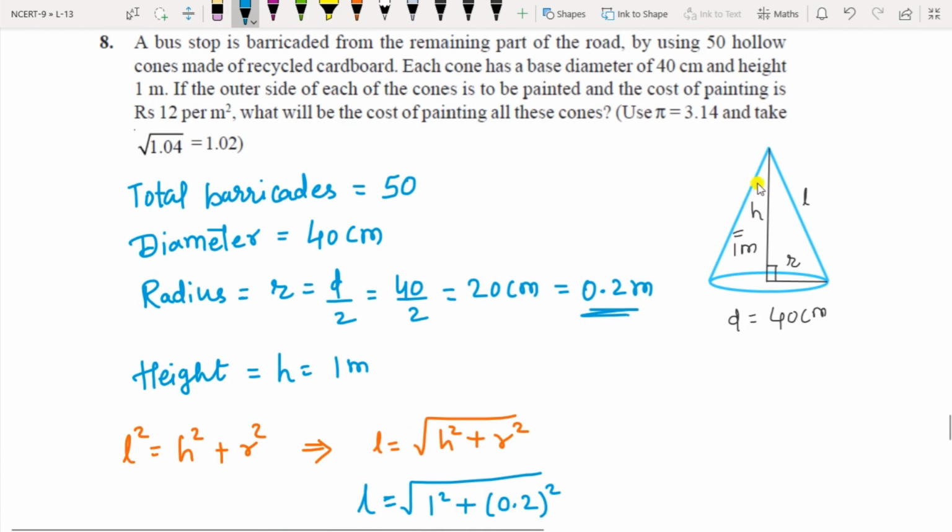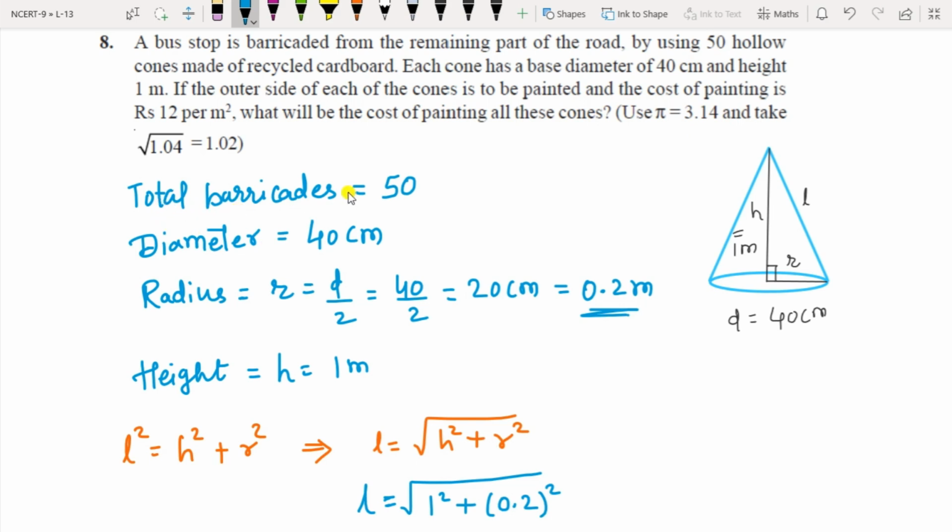Question 8 here is a bus stop is barricaded. Now you have seen the barricades on the road which are yellow and red in color. So it is barricaded from the remaining part of the road by using 50 hollow cones made of recycled cardboard, and each cone has a base diameter of 40 centimeter and a height of 1 meter. If the outer side of each cone is to be painted and the cost of painting is 12 rupees per 1 meter square, what will be the cost of painting for all those cones? And pi is 3.14.